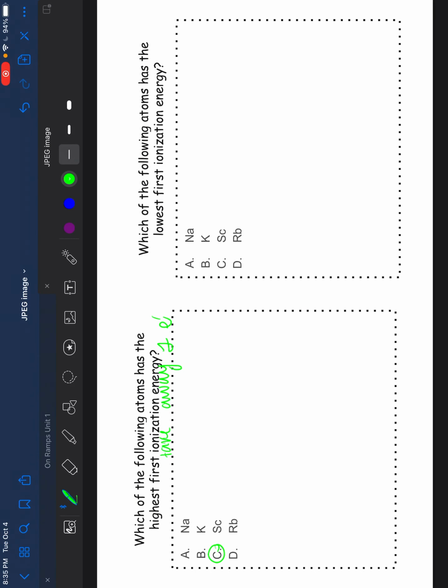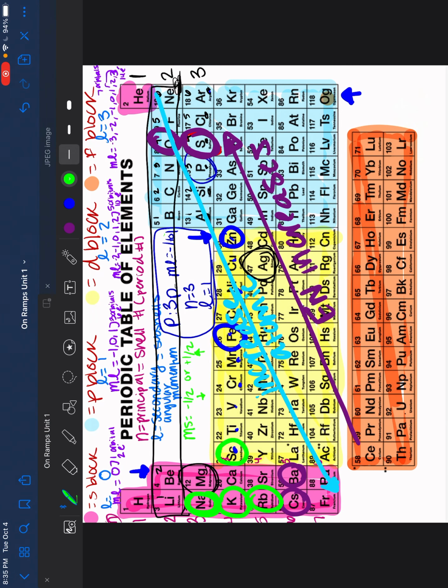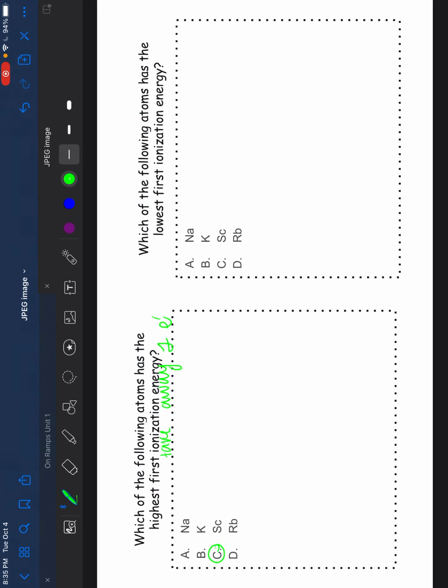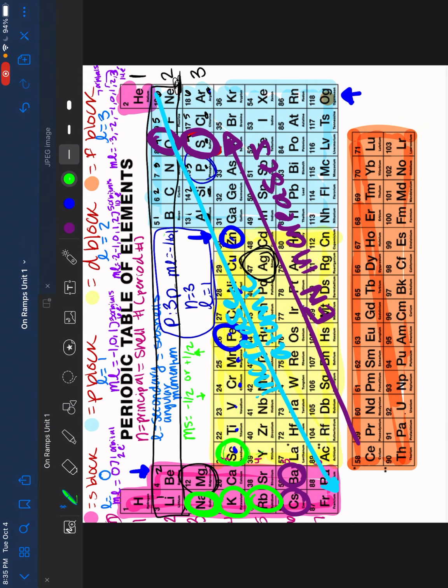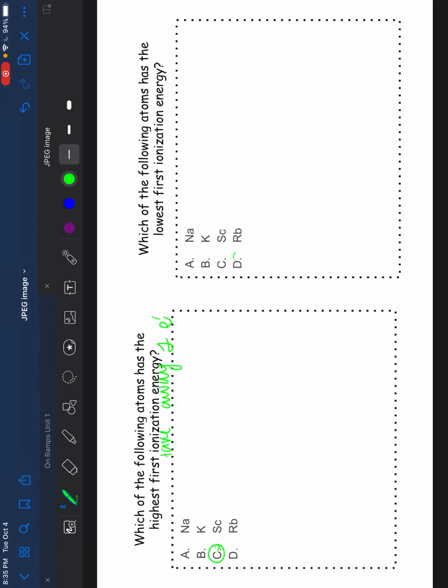So it's going to use a lot of energy to take away that one electron from scandium because it has the highest ionization energy. Now we're going to look at which one has the lowest. Obviously the one on the bottom and to the left. That would be rubidium.